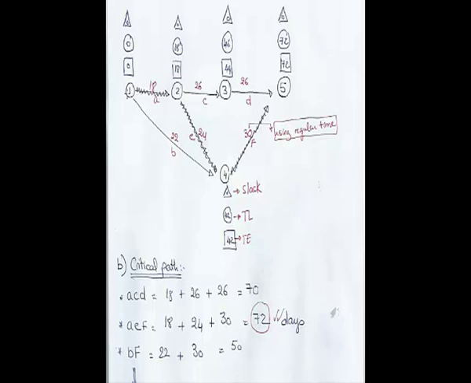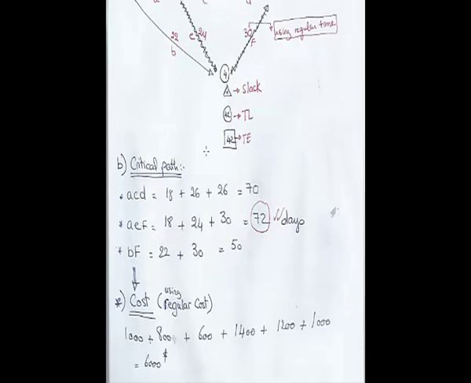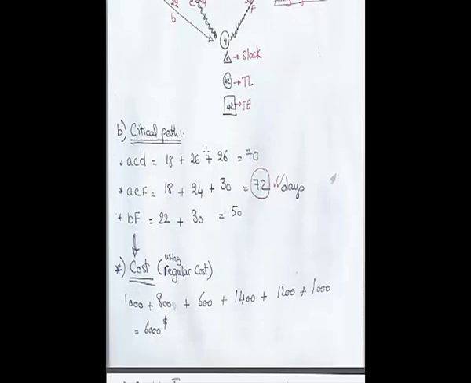And we said before that it is the intersection between the events that have a slack value equals 0, which is correct. So we are moving in the right direction. Secondly, we're going to calculate its cost.